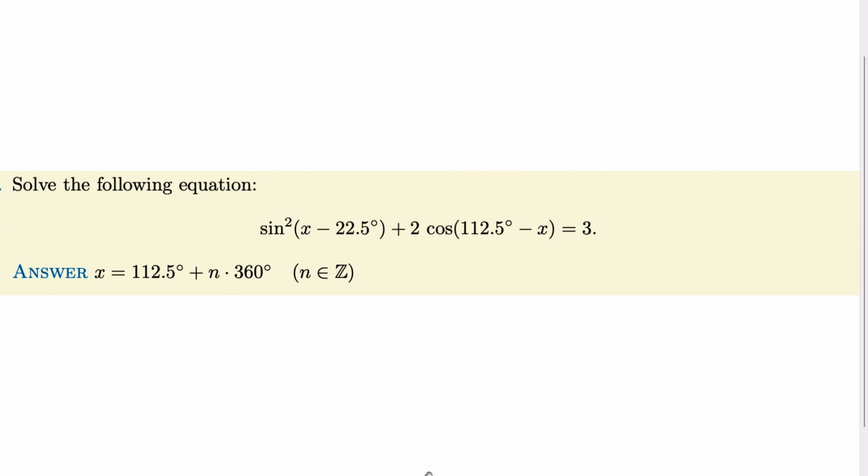Solve the following equation. Sine of (x minus 22.5 degrees) squared plus 2 times cosine of (112.5 degrees minus x) equals 3. It would be a good idea if you pause the video at this point and try to solve the problem yourself first. If you do it correctly, what you will get at the end is x equals 112.5 degrees plus n times 360 degrees, where n is an integer.